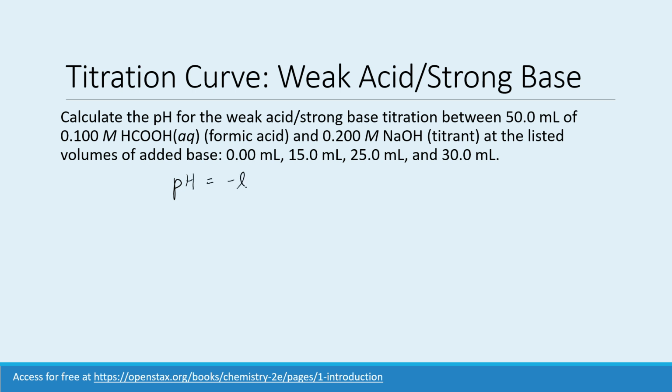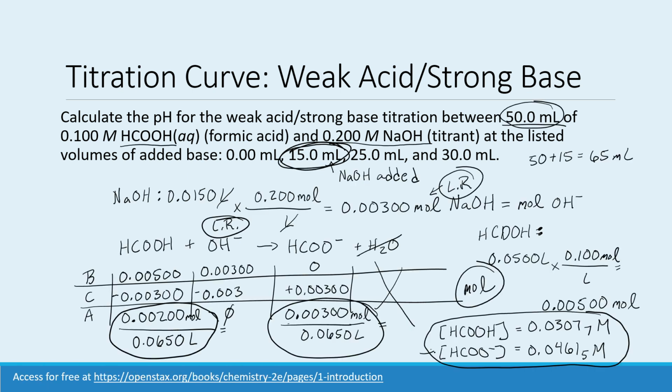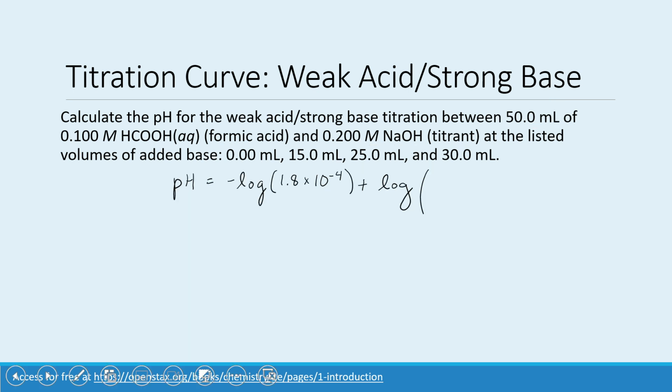So Henderson-Hasselbalch equation, we've got the pH is equal to the pKa, that's the negative log of our Ka value of 1.8 times 10 to the negative fourth, and then add that to the log of the concentration of the weak base right over the weak acid. So it'll be the log of 0.04615 divided by the concentration of the weak acid.